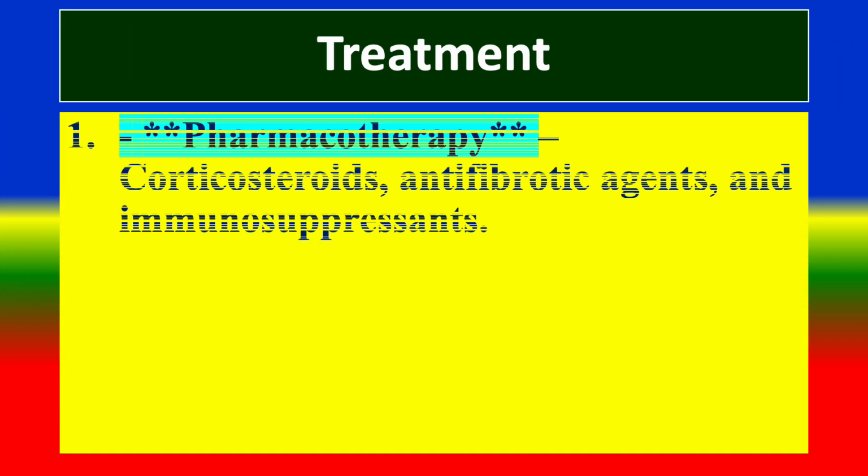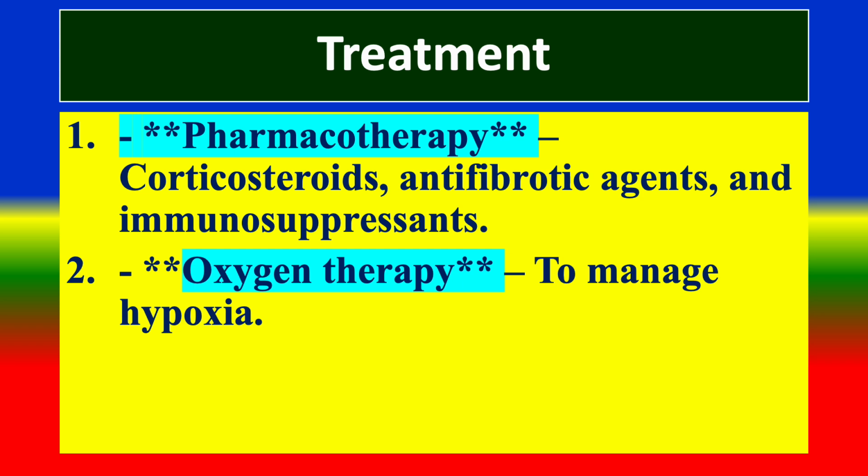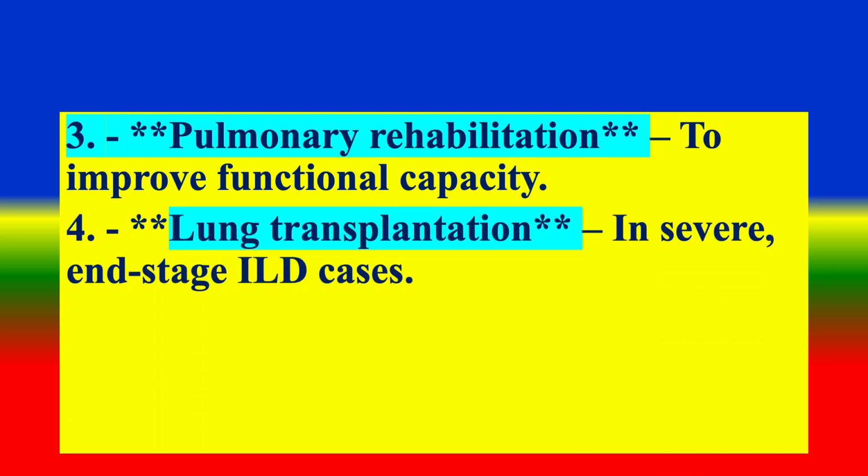Treatment. 1. Pharmacotherapy. Corticosteroids, antifibrotic agents, and immunosuppressants. 2. Oxygen therapy to manage hypoxia. 3. Pulmonary rehabilitation to improve functional capacity. 4. Lung transplantation in severe end stage ILD cases.